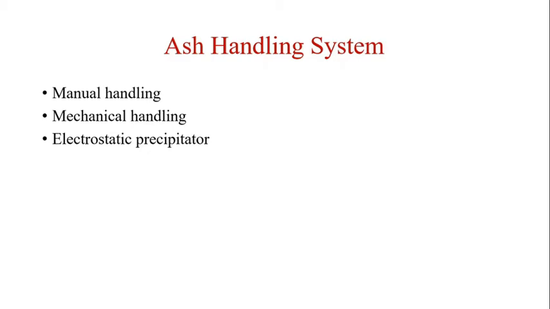Second is mechanical handling. Mechanical equipment is used for ash disposal, mainly bucket elevators and belt elevators. Ash generated is 20% in the form of bottom ash and the next 80% through the flue gases, so-called fly ash, and is collected in the ESP. The next is the electrostatic precipitator.